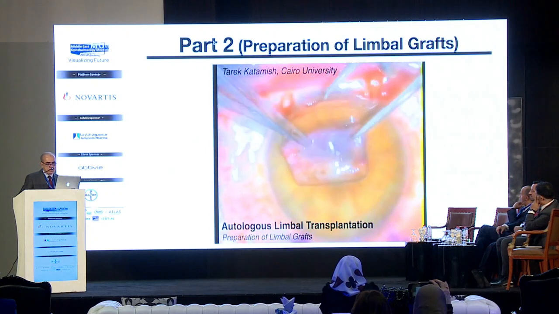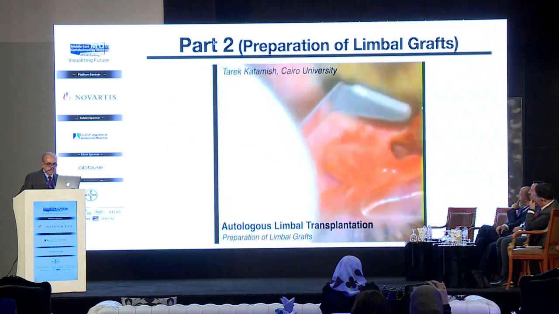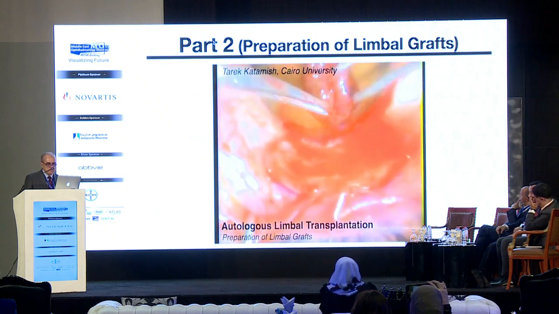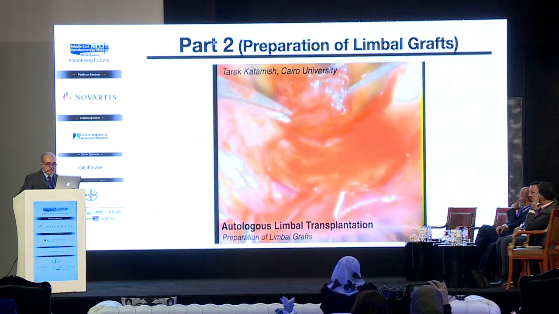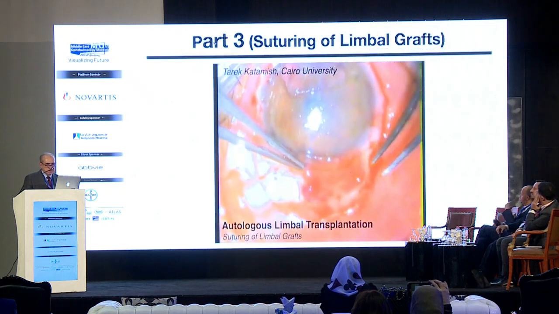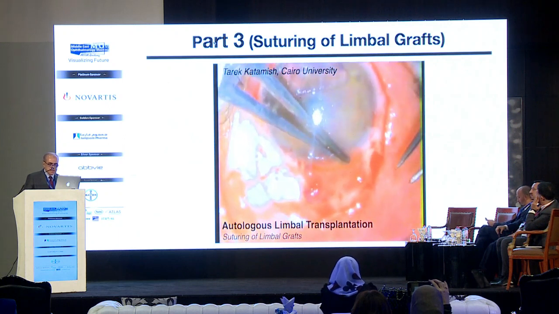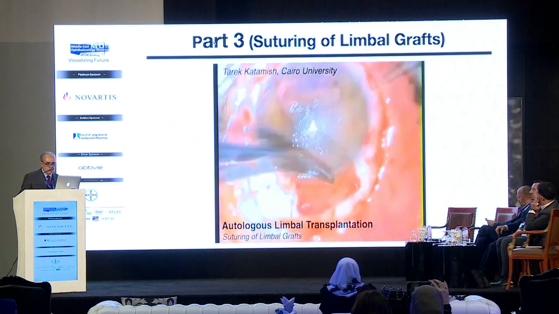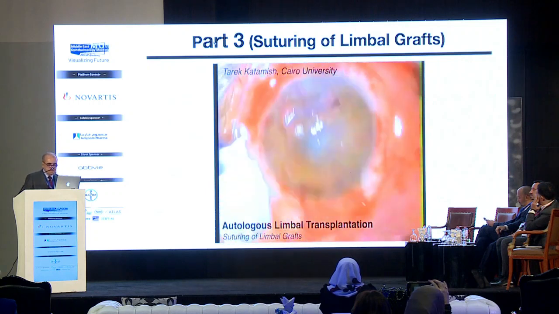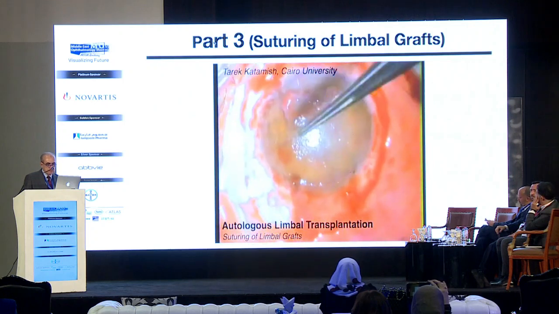Spread the graft over the cornea. Do the other one, and then go and suture these grafts to the recipient eye. The third part, suturing, the same suturing technique. The first two sutures are somewhat difficult because the graft is loose and mobile, and once you have fixed the first two sutures, the remaining sutures will be very easy to do.